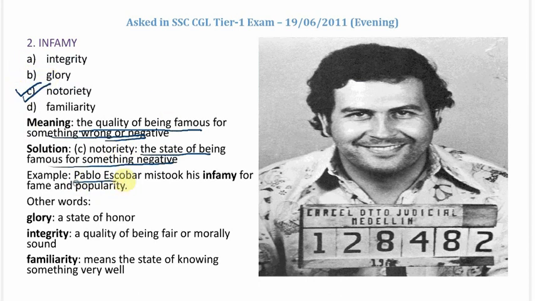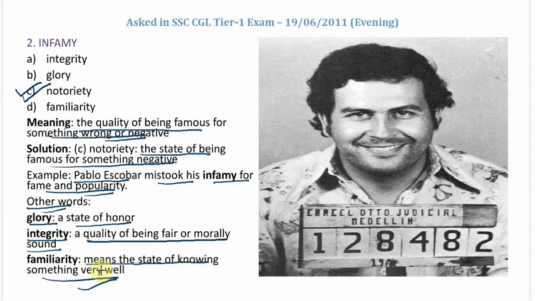For example, Pablo Escobar mistook his infamy for fame and popularity. The other words in this question are glory, which is a state of honor, integrity, which is a quality of being fair or morally sound, and familiarity, which means the state of knowing something very well.